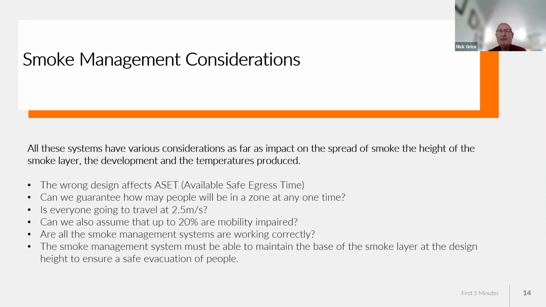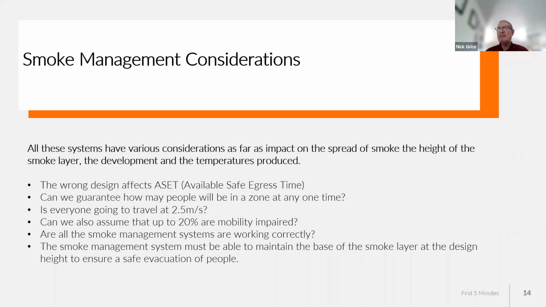But if you go on a Wednesday evening, if it's Christmas Eve, there's going to be thousands and thousands of people there. So can we guarantee how many people are going to be in that zone at one time? Is everyone going to be traveling at around 2.2 to 2.5 meters per second? The assumption is that you might have 20% mobility impaired people. Doesn't mean people in wheelchairs and things. That could be people with walking sticks. It could be people who've been injured with football injuries. It could be old age pensioners and things.